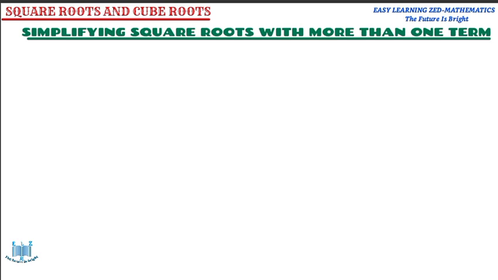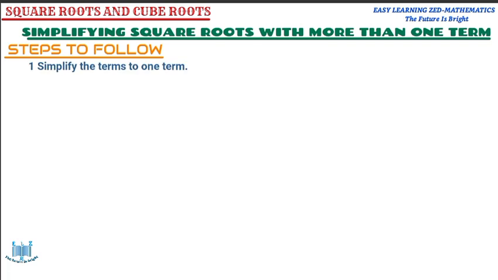So let's start with sharing the steps you need to follow when you're trying to simplify square roots with more than one term. Okay, so the steps you need to follow are: 1, simplify the terms to one term. So if you are given square roots which have maybe 3 terms or 2 terms, the first thing you need to do is first simplify those square roots inside to one term.